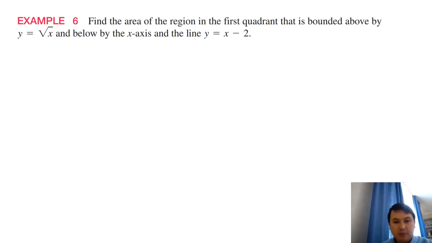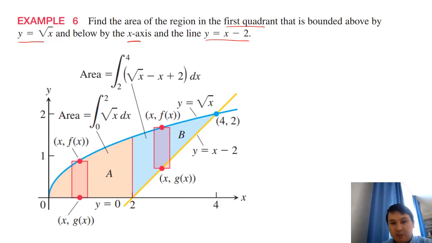All right, so let's say that I want to find the area of the region in the first quadrant that's bounded above by y is equal to square root of x, below by y is equal to x minus 2, and also by the x-axis. Everything is given in terms of x, so it looks like I need to integrate with respect to x. But wait a second. If you try to sketch the graph, this is what you get. The area that I'm looking for is this orange area plus the blue area, so I should be integrating from 0 to 4.